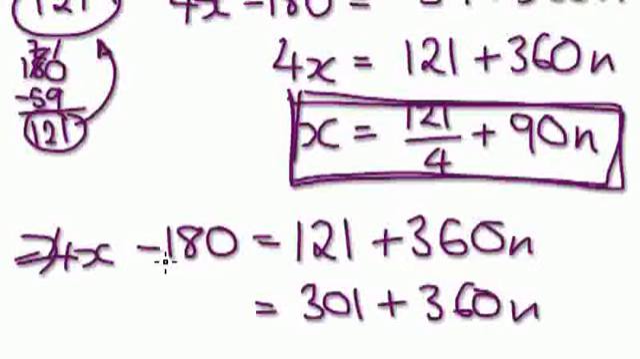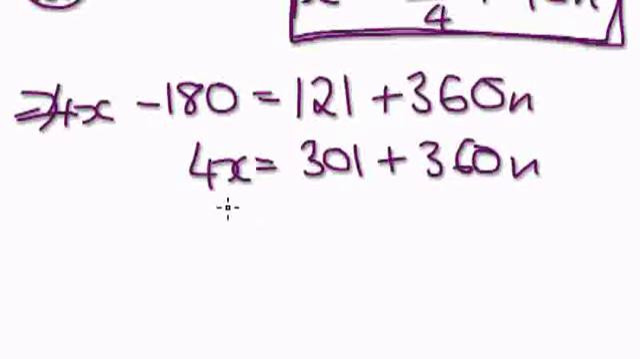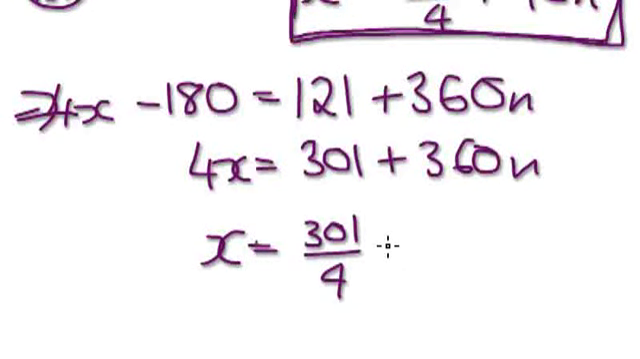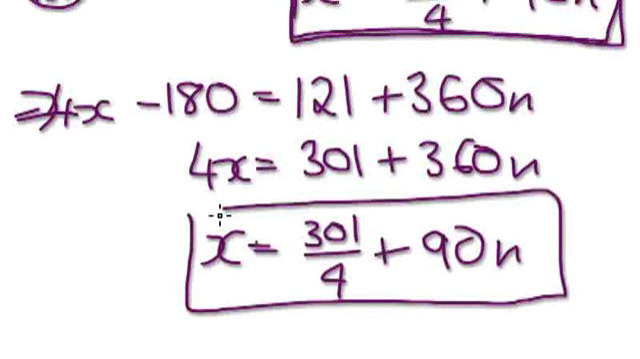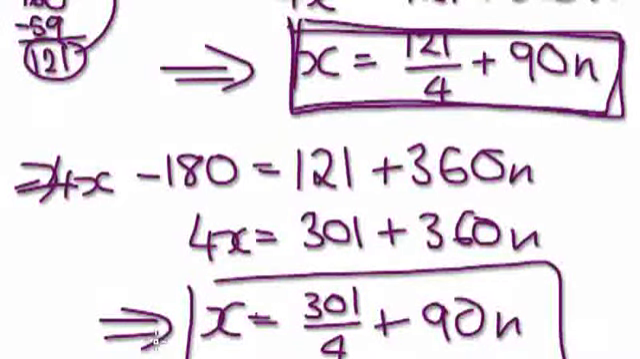When you're here, add 180 to both sides. So that will give us 301. This here would be 4x. So now divide both sides by 4. So x equals 301 over 4 plus 90n. So we are making progress here. So this is our first set of solutions, and this is a second set of solutions.